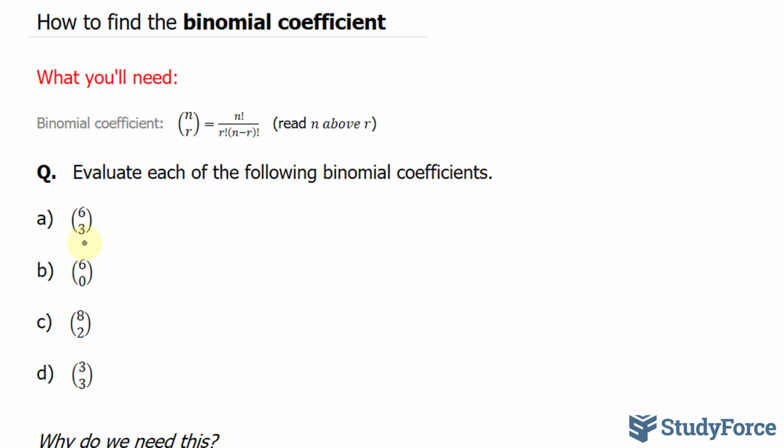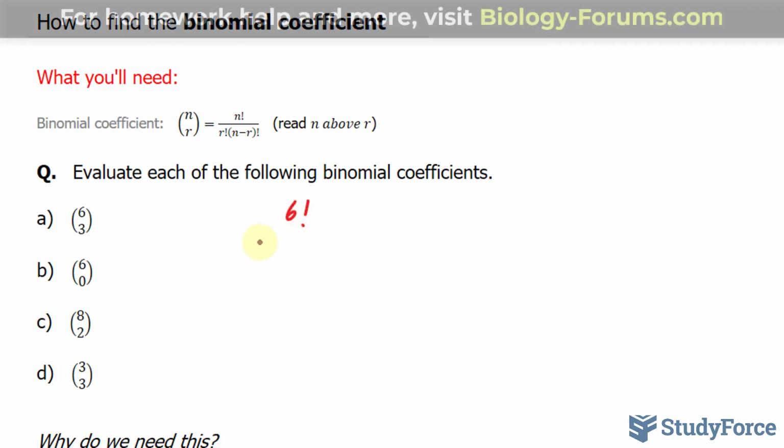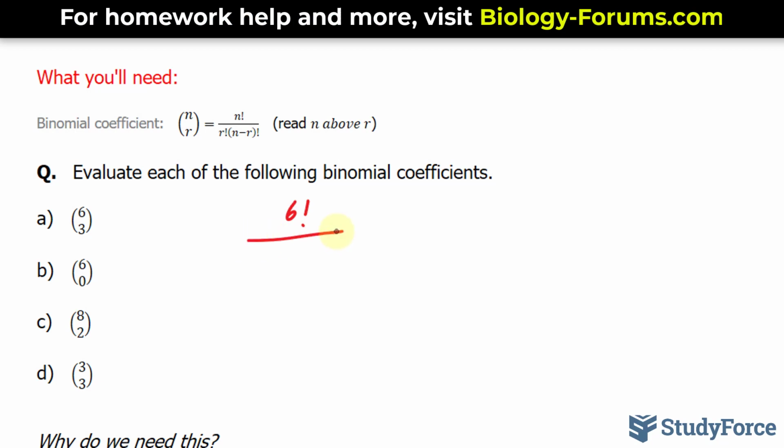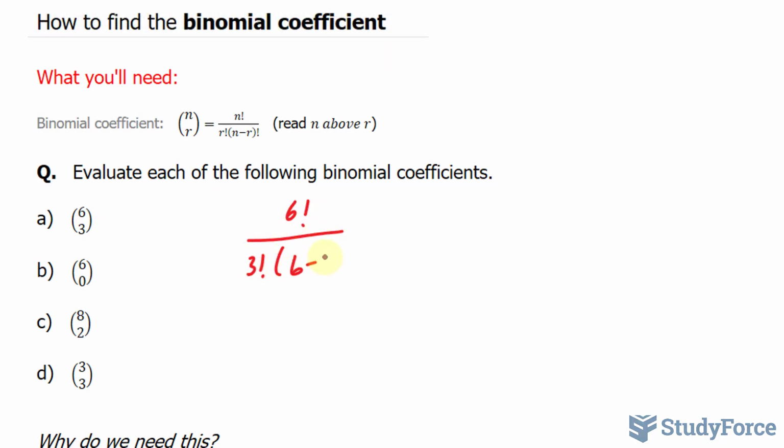So let's go ahead and substitute 6 where we have n in our formula and 3 where we have r. We have 6, and this exclamation mark is factorial. I'll explain what that is in a moment. Over 3 factorial, bracket, 6 minus 3 factorial. I'll simplify this expression. 6 minus 3 is 3, so I'll replace this with 3.